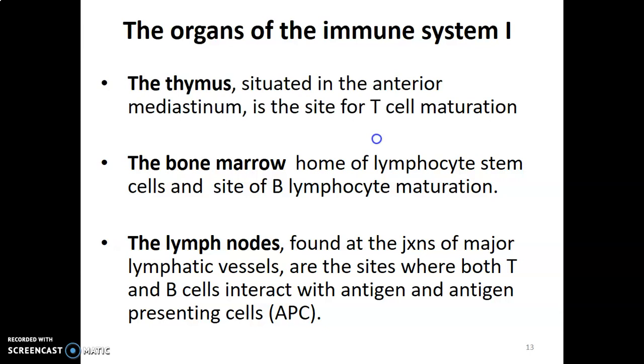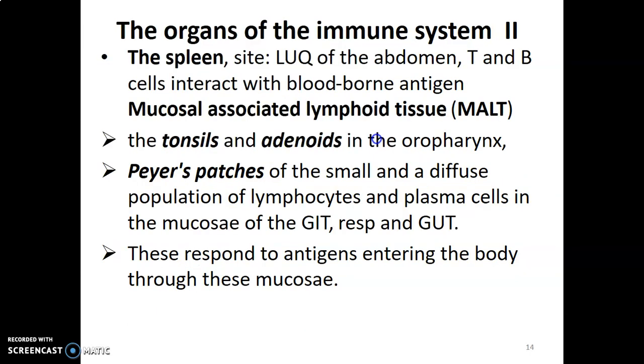And then we have the lymph nodes, which are found at major junctions of lymphatic vessels. It is at the lymph nodes where both T and B cells are able to interact with antigen and antigen presenting cells. So if there's an infection, for example, on the upper limb, the microbes that enter the body will be taken up by macrophages, which are antigen presenting cells, and these are going to present to T and B cells within the lymph nodes, for example, the axillary lymph nodes. So lymph nodes are a site where T cells and B cells interact with antigens and antigen presenting cells.